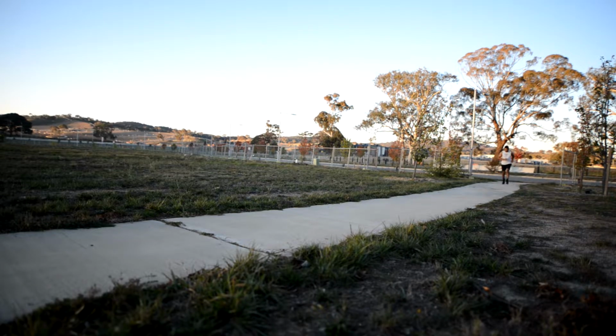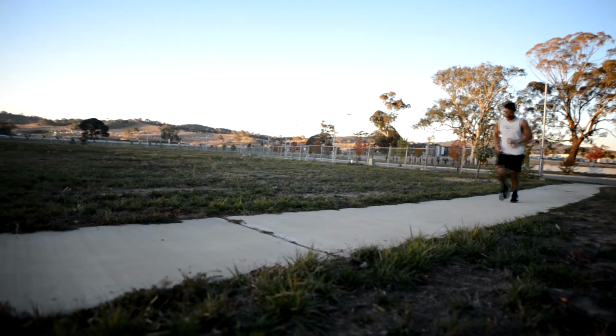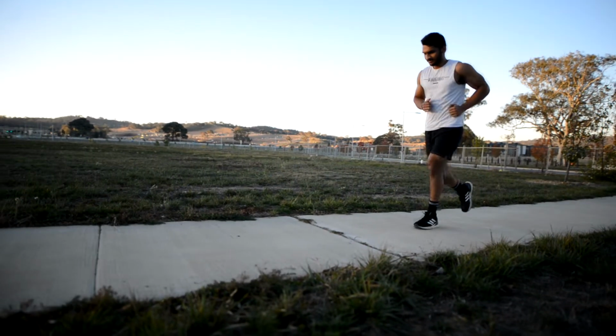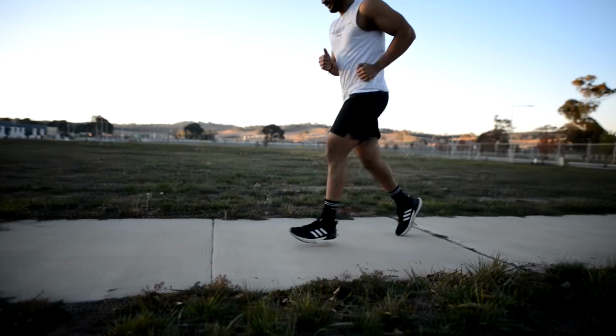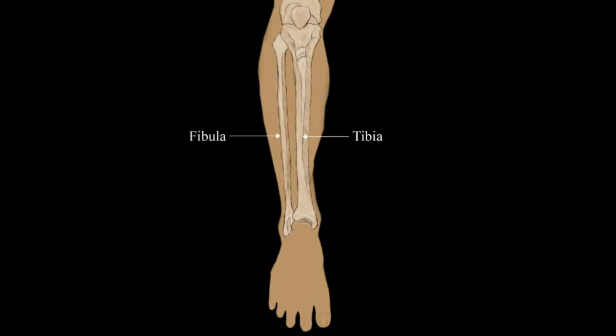Human bipedalism was an important evolutionary adaptation allowing for faster, more efficient movement. A vital component allowing us to walk upright is the anatomical structure of our legs and feet. The leg is found between the knee joint and the ankle joint. It contains two long bones, the large central tibia that bears most of the body's weight, and the smaller fibula that sits laterally to the tibia.